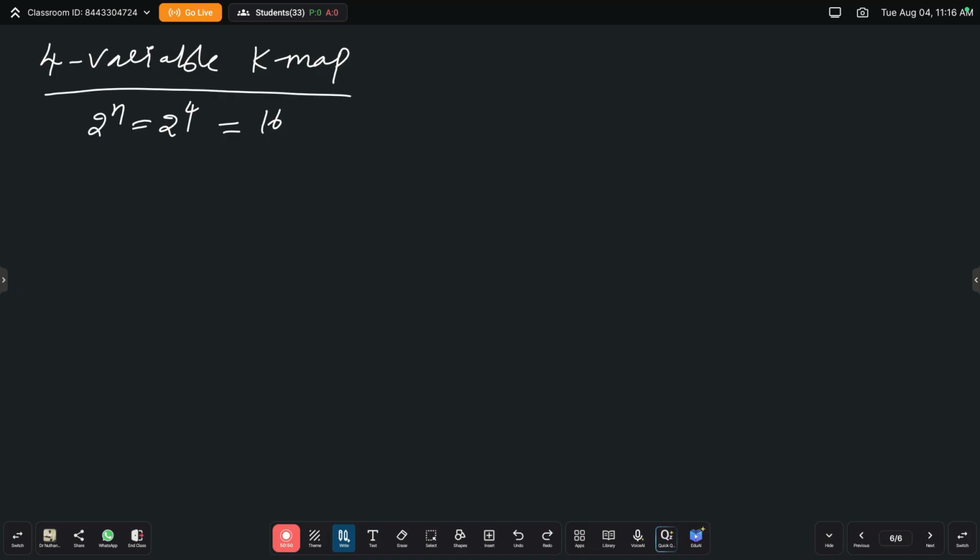So how to represent? Here 16 cells we need to represent. Yes or no? Means 4 variables are possible. What is that? A, B, C, D.